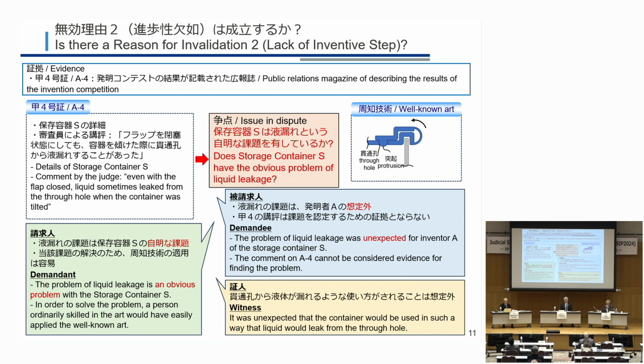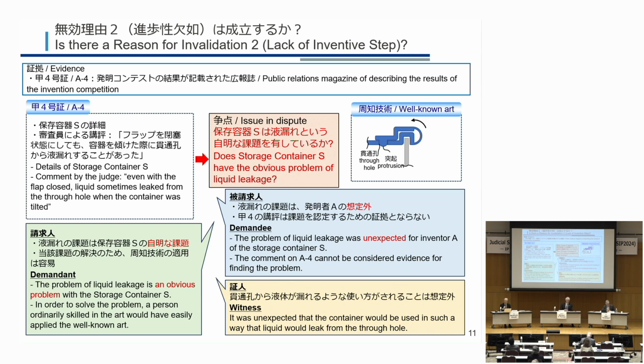The key point for invalidation reason 2 is, does the storage container S have the obvious problem of liquid leakage? Regarding the issue, A4 describes the judge's comment. Also, in the oral proceedings, a demandee conducted witness examination. How this information is considered is also a key point in this question. Now, I would like to ask about the reason for invalidation 2. First of all, is this patent invalidated by the reason for invalidation 2? In other words, is this patent something that could have been easily invented from the A4 invention?